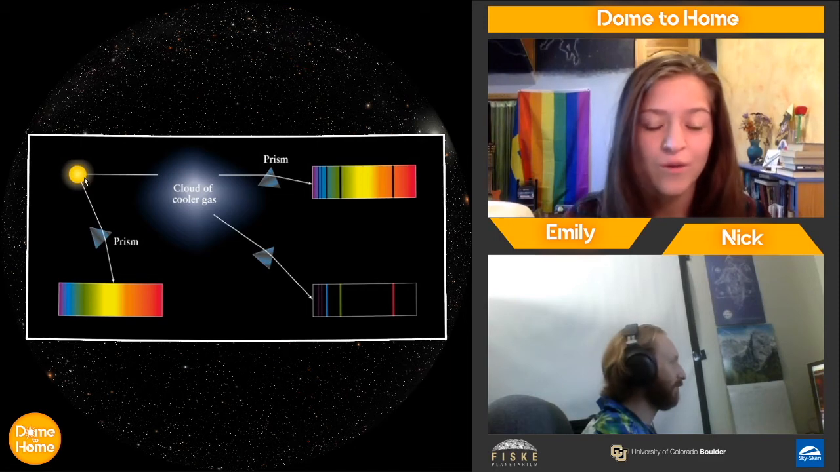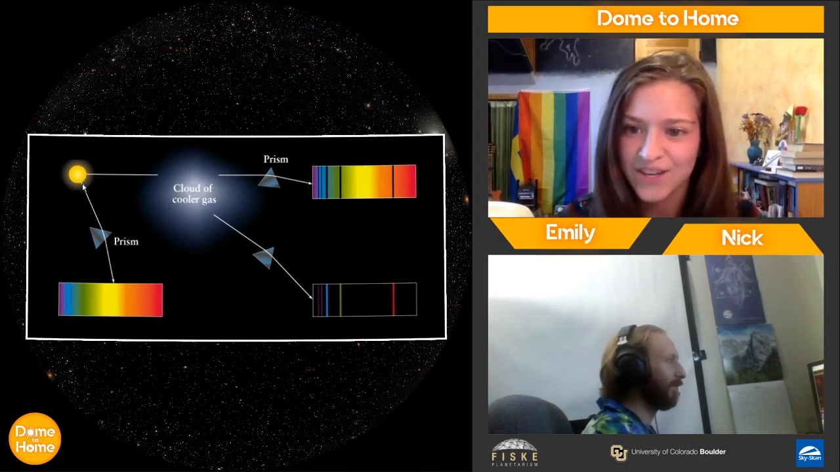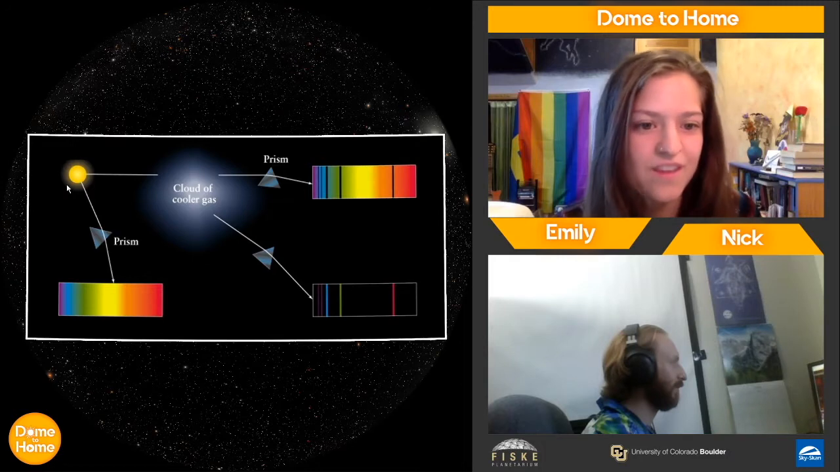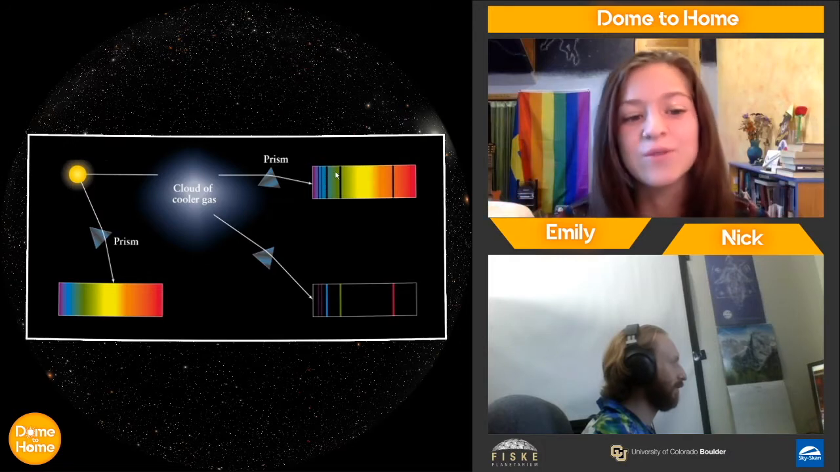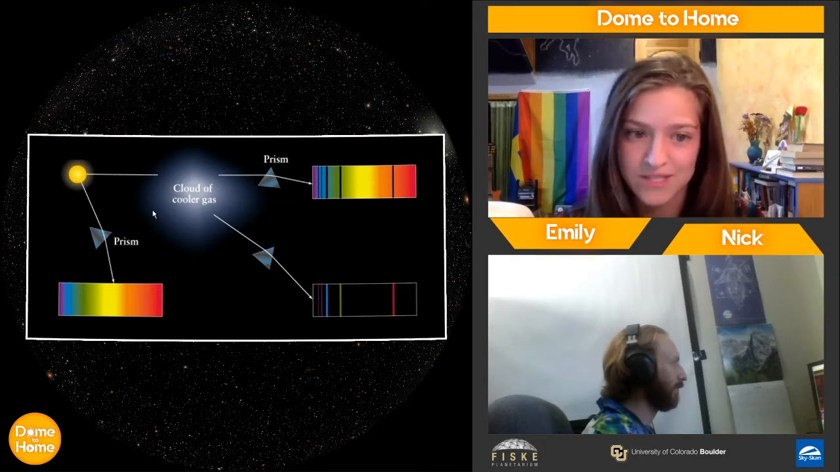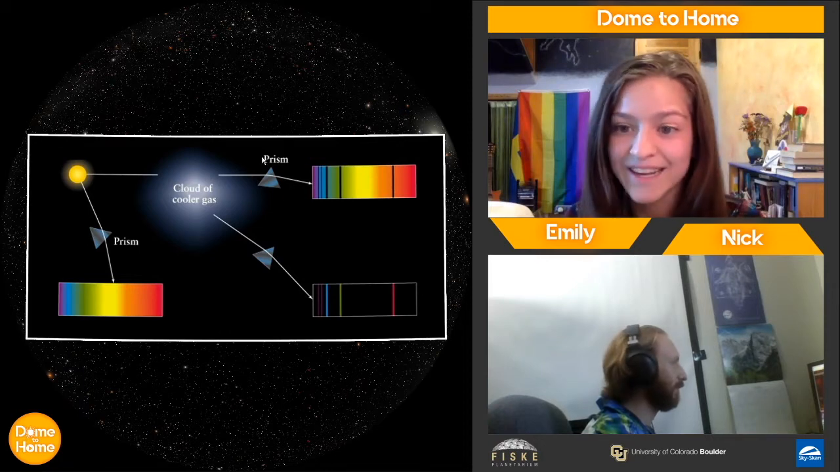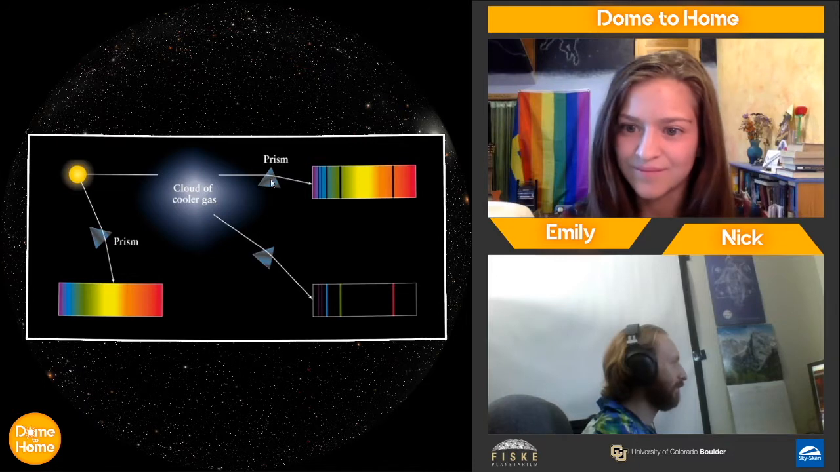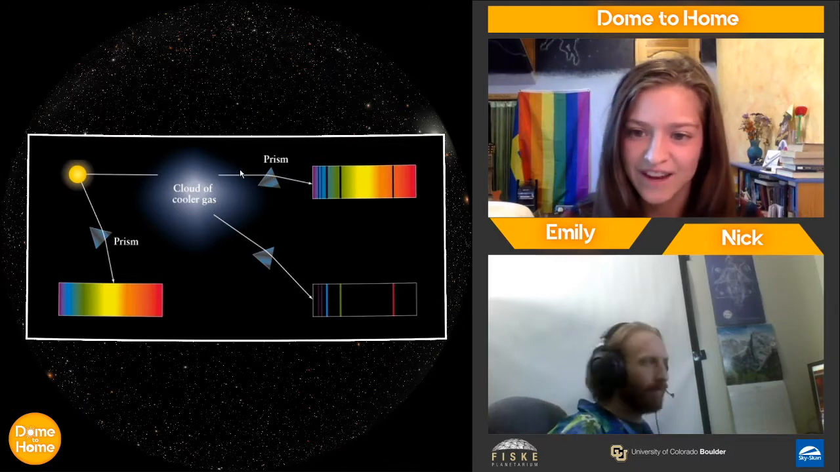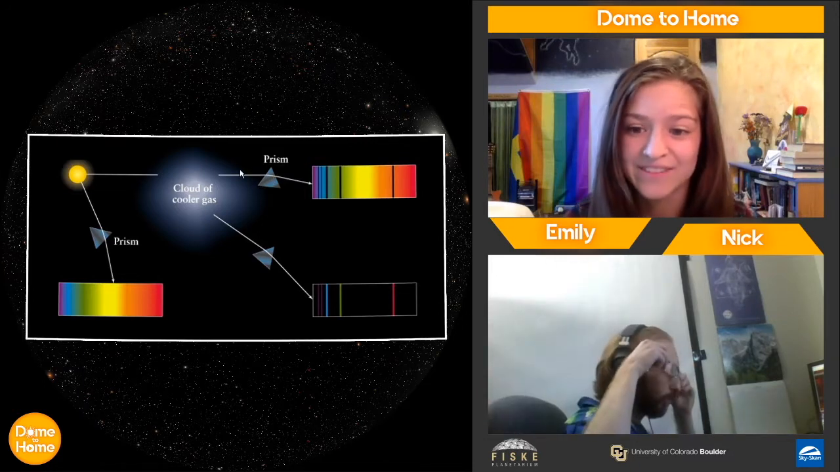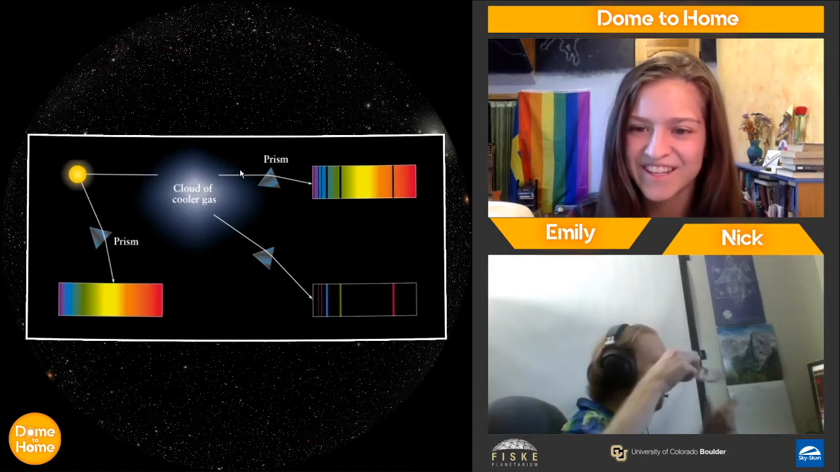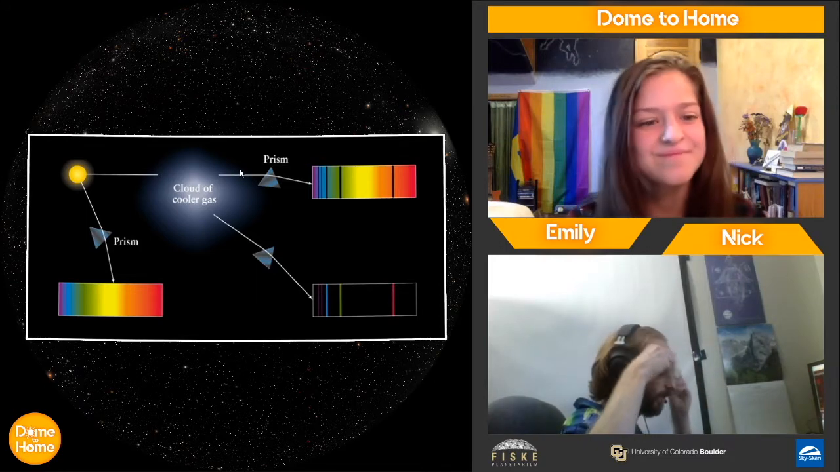So when we're looking at the lines that you saw in the solar spectrum, the cloud of gas that it was passing through was the sun's atmosphere. And the prism is our light detection, our diffraction tool that we have in space, much like Nick's fancy pair of glasses right there.